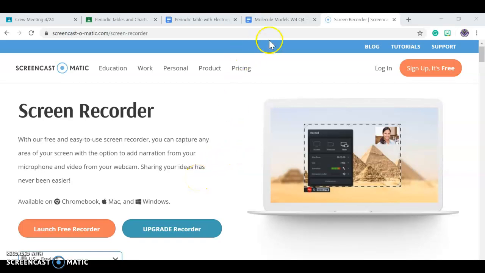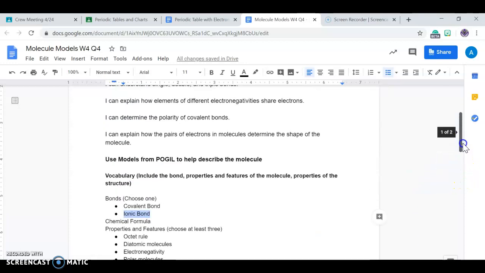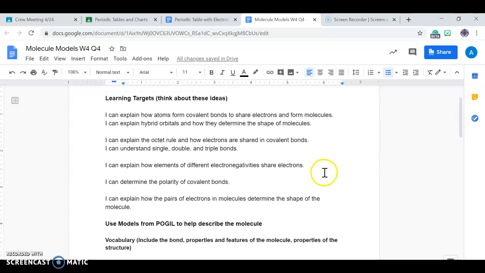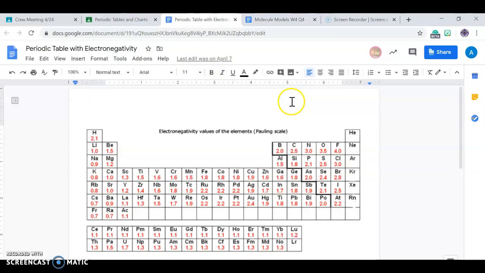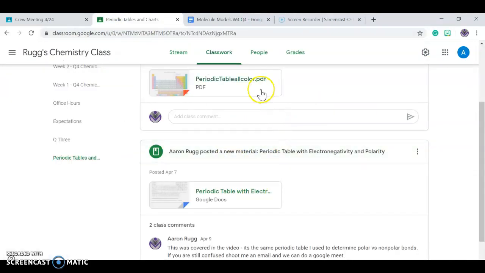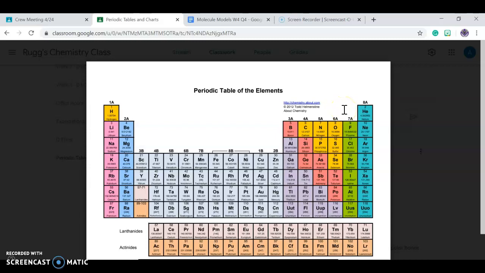All right. This is to help clarify the assignment if you go with a covalent molecule on this one, okay? So remember, look through these learning targets, all right? So let's pick a covalent one. If we look at a periodic table, remember this was for electronegativity. So we need nonmetals, right? So again, go back, look at the POGL. That would be a good place to start to look for an example of one that's covalent.